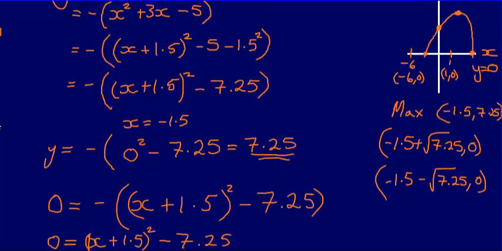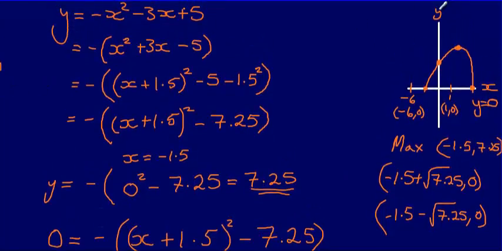All that's then left for us to do, so we've now got our turning point, we've got these two coordinates where the graph cuts through the x-axis, and now we just need to figure out where the graph cuts through the y-axis. Now in the same way that we called the x-axis y equals 0, we can also call the y-axis x equals 0. So we just need to figure out what that coordinate will be.